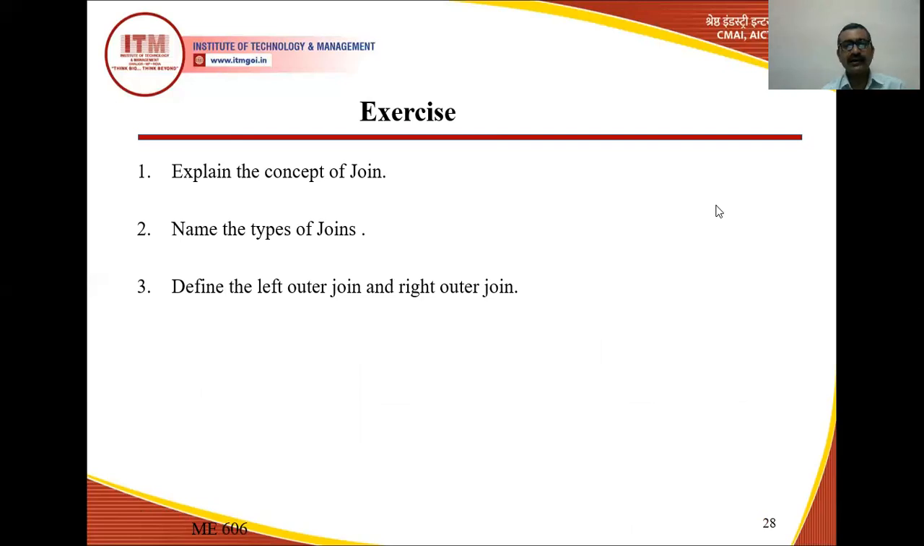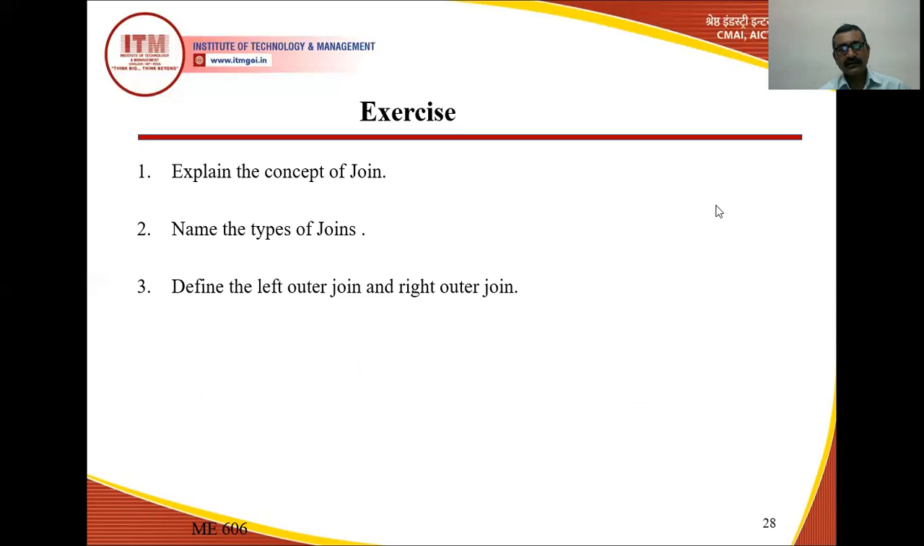Now we come to the exercise questions. There are three questions. First one is explain the concept of join. What is the concept of join? It can merge two tables' fields and give the result set, using different techniques. It is not a Cartesian product, where all attributes are combined with each other. There are two types of join, inner join and outer join. Inner join is categorized into two types, natural and theta join. And outer join is categorized into three types: left outer join, right outer join, and full outer join.